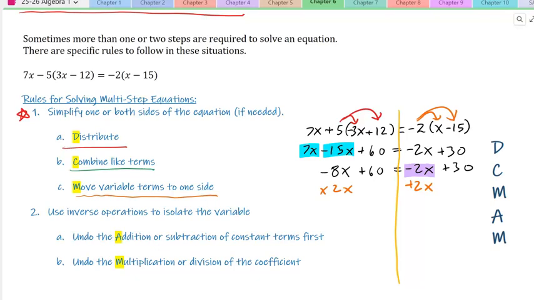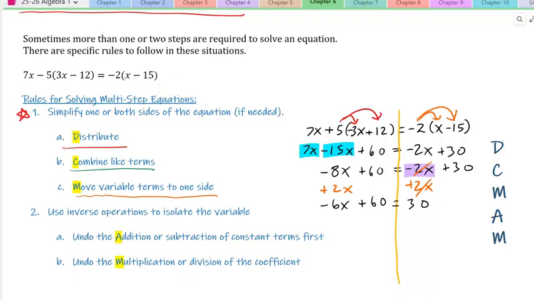When I do that, this negative 2x and this positive 2x cancel each other out, and I end up with just 30 over here. And negative 8x plus 2x, I don't know why that says multiply, that's not right, plus 2x, there we go. Negative 8x plus 2x is negative 6x plus 60. All right, now I've moved all the variable terms to one side. Fantastic. Now I've simplified everything on each side of the equation.